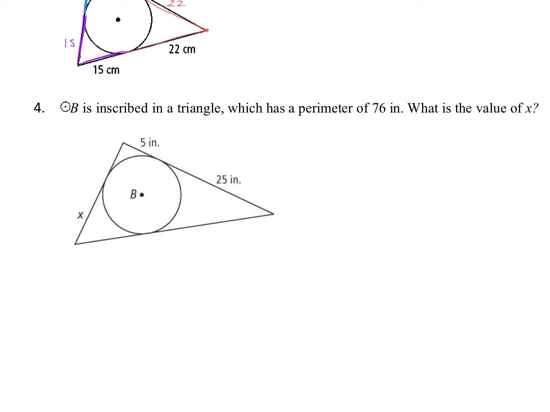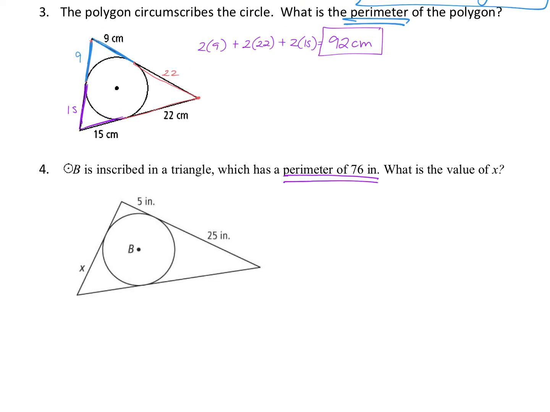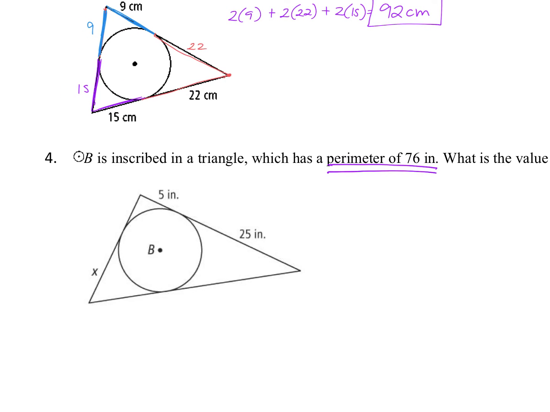Okay, this time they're telling us the perimeter. So the perimeter is 76. We want to know the value of x. What do you do with that? The same thing, so 5 will go to the next side, and then 25 will go to the next side. So this is 5, this is 25. And then it would get x for the bottom part, so you go 2x plus 60 equals 76.